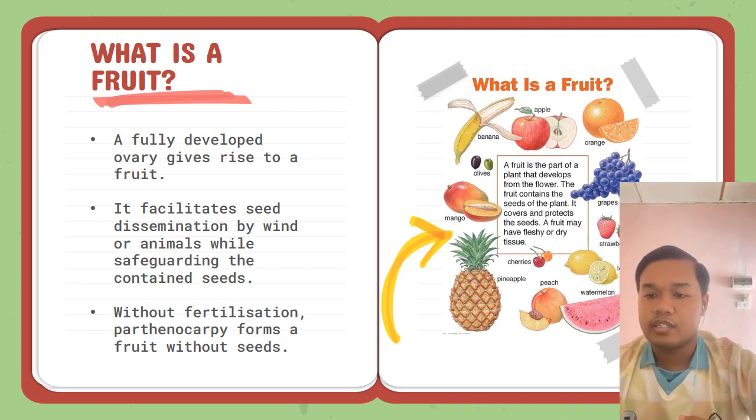Fruits exhibit a wide range of diversity in terms of size, shape, color, and texture. Some common examples include fleshy fruits like apples, berries, dry fruits like nuts, legumes, and specialized structures like samaras and achenes.